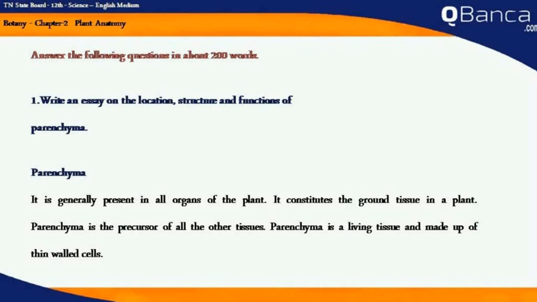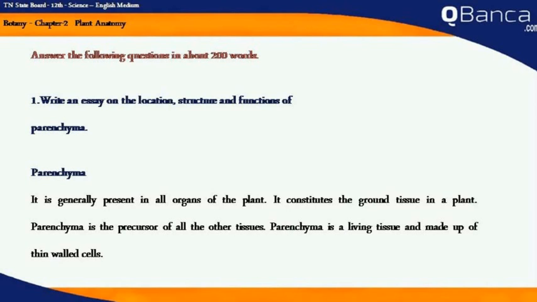An essay on the location, structure, and functions of parenchyma. Parenchyma is generally present in all organs of the plant. It constitutes the ground tissue of a plant. Parenchyma is the precursor of all the other tissues.